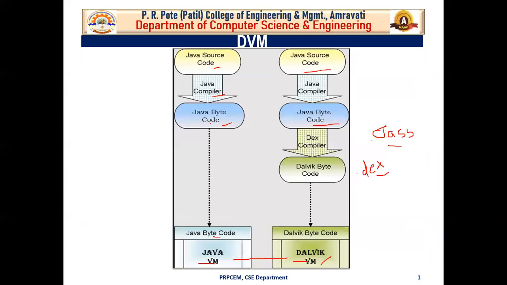Java source code is converted into Java bytecode by using the Java compiler, and in Android also, Java source code is converted into Java bytecode by using the Java compiler. That means we get a .class file. And after that, this .class file is converted into the .dex file by using the DEX compiler. Okay, that means it generates Dalvik bytecode.